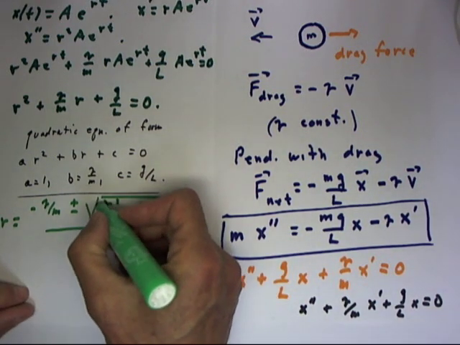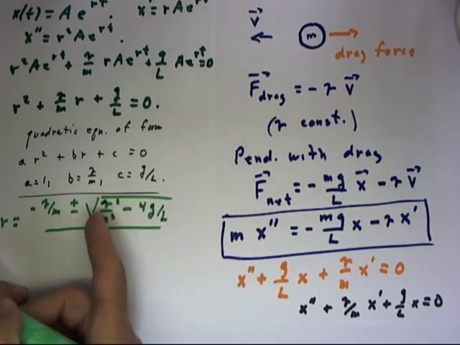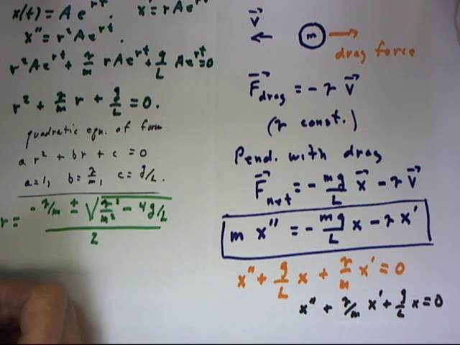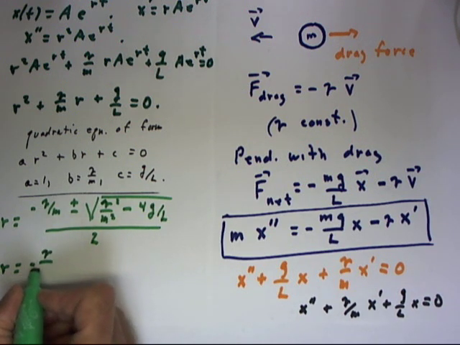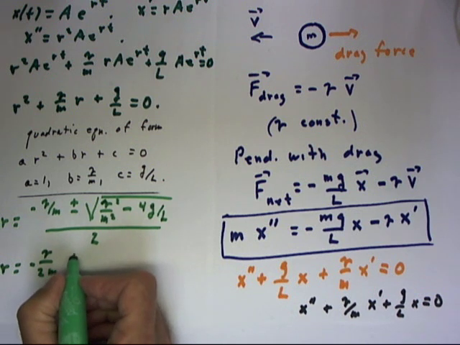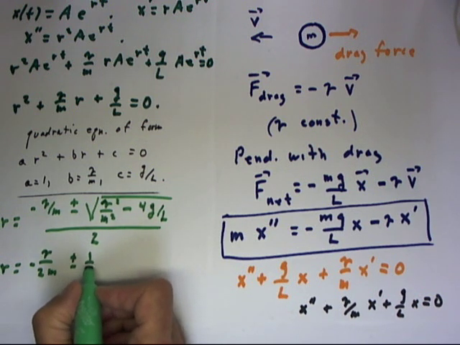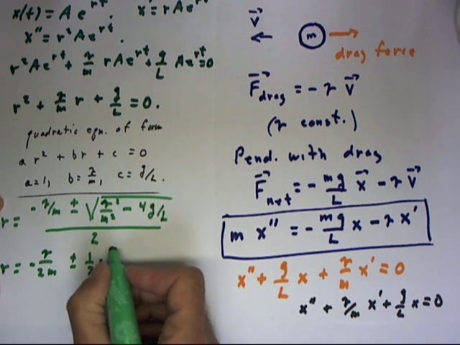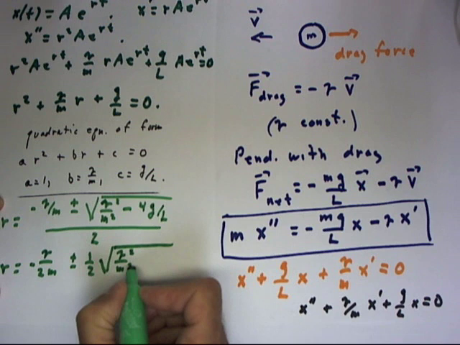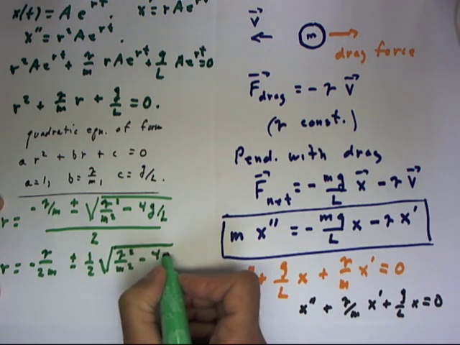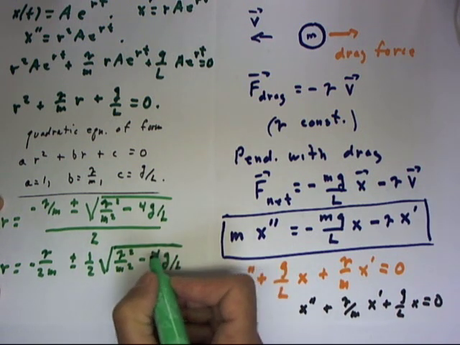Now let me make my gamma look a little more like a gamma, a little less like an R. You can see how there could easily be some confusion there. Okay, so I'm going to write this r as r equals negative gamma over 2m plus or minus one half the square root of gamma squared over m squared minus 4g over L.